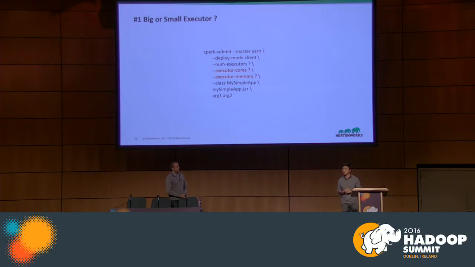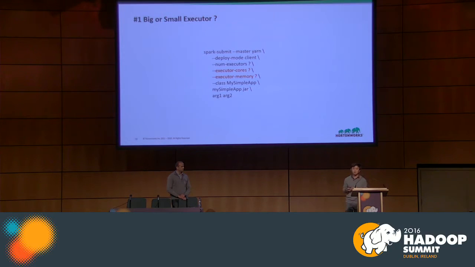The first choice is big or small executors. As you can see in this slide, this is a command to submit a Spark application running on YARN in client mode, and we can also specify the number of executors. As we all know, a Spark application is composed of a driver and several executors. This parameter specifies the number of executors. Followed by it, there are two parameters marked in red, executor cores and executor memory. These two parameters control the size of the executor.